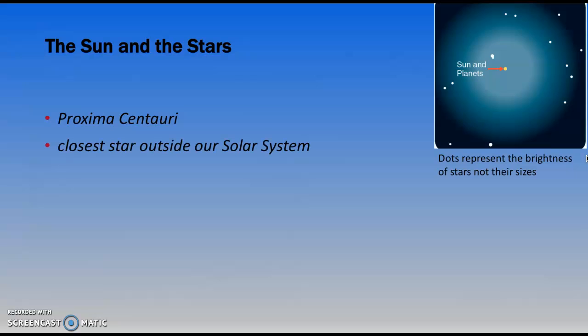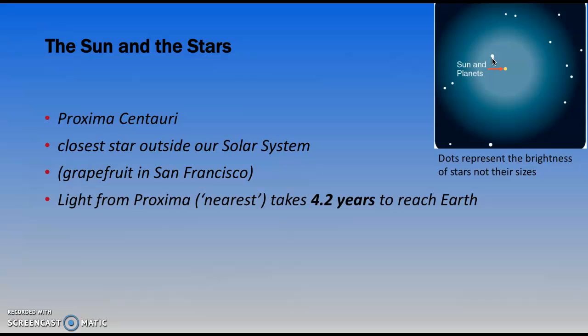Remember, it's the grapefruit that is in San Francisco versus our sun, which is the grapefruit at the Air and Space Museum in DC. Okay, so Alpha Centauri is right here in this drawing. It's not the big star there. It's the little itty bitty star there. And I keep saying Alpha Centauri. Sorry, Proxima Centauri. Proxima actually means nearest in Latin. So it's called that for a reason.